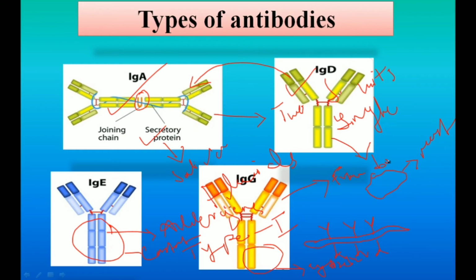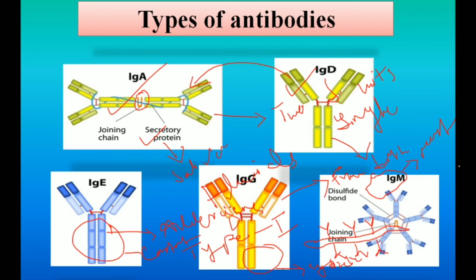The final type of antibody, that is the immunoglobulin M, is present in a pentameric form. These pentamers are joined with the help of a joining chain and disulfide linkages between them. And this immunoglobulin M is also a common type of immunoglobulin that is found in the B cell receptors. And this immunoglobulin M is also used for fixing complement.